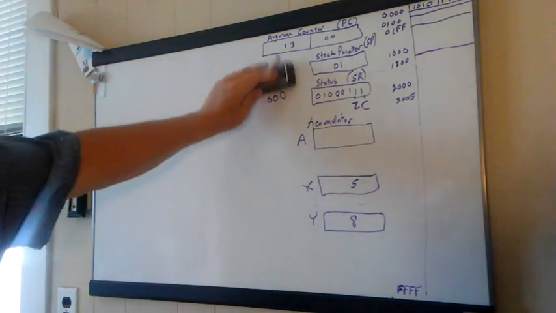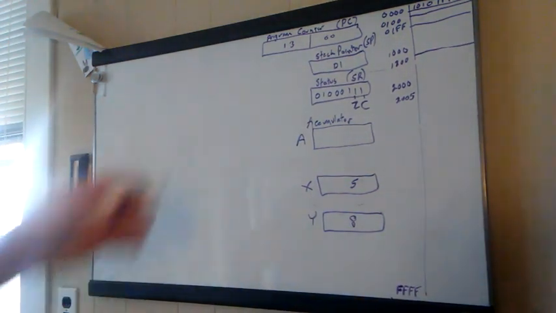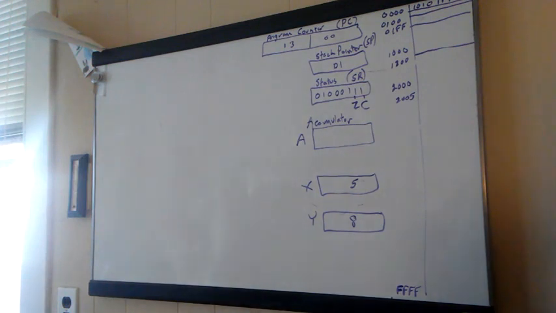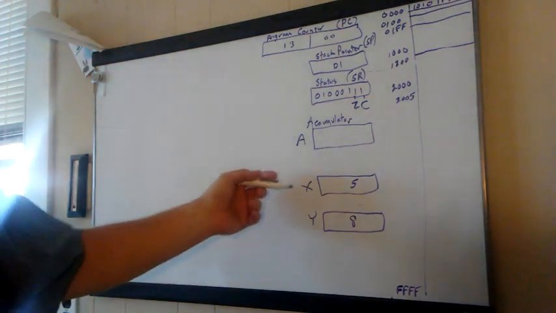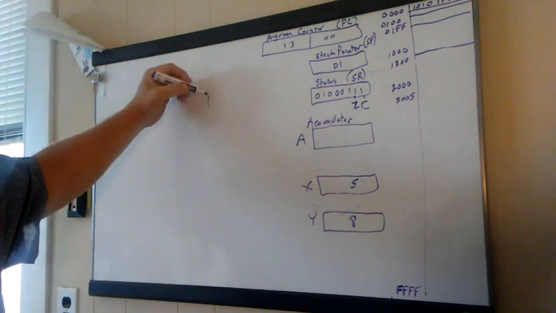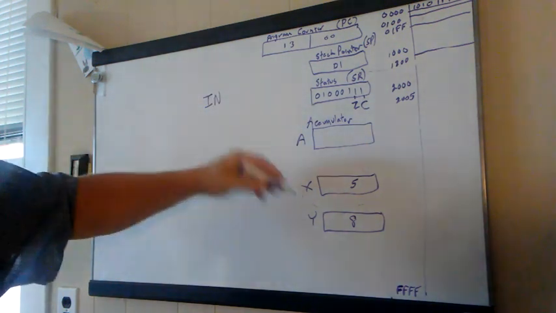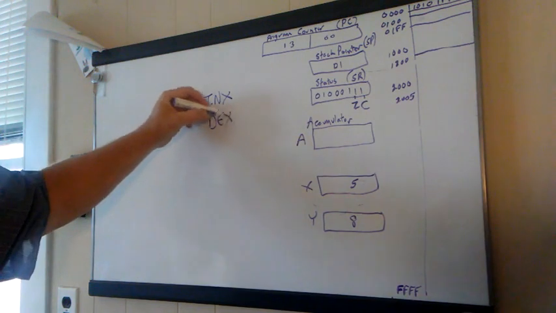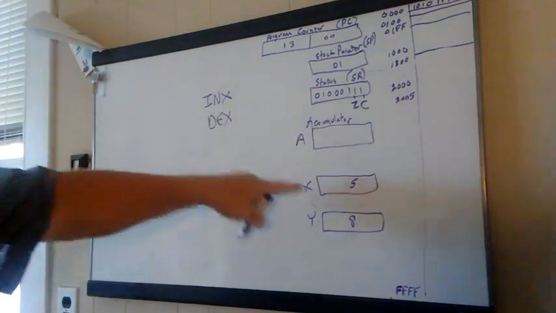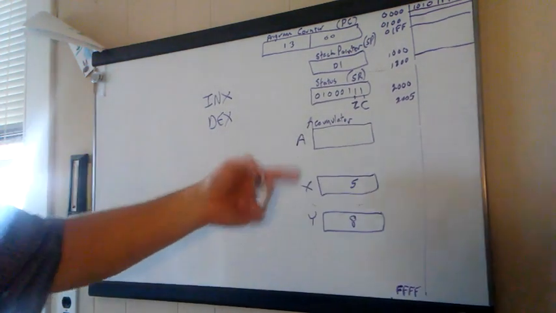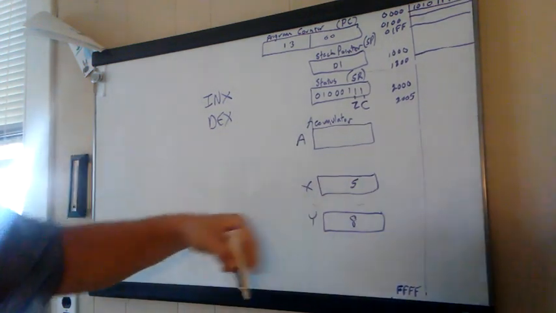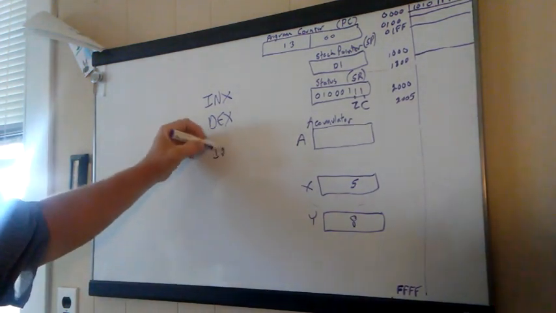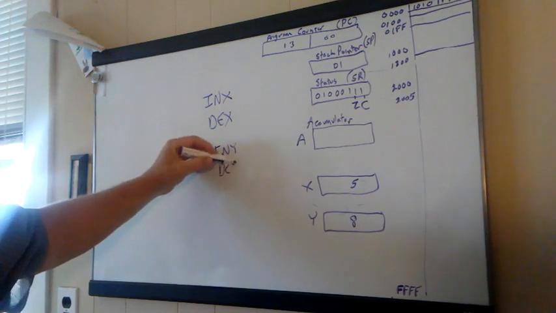So that's how you can move around in your program and run different bits of code. Let's see, what else have we got? Like I said before, you can increment your index and decrement them. So increment x just adds 1 to x, so if it's 5, it becomes 6. Decrement x subtracts 1 from it. You can also increment y and decrement y.